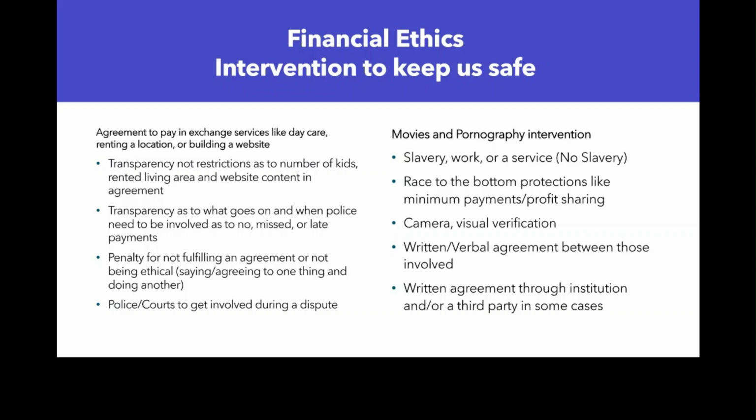All right. Transparency as to what goes on, and when police need to be involved, as to missed or late payments. If someone is not paying their rent and they're living in your place, there needs to be a time after 3 months where you go to small court, and if they don't show up, then the police can come and escort them out of your property. There needs to be rules and law. There needs to be ethics in renting a location and daycare and things that are important to people, so that we don't have to make it a rule or a law.